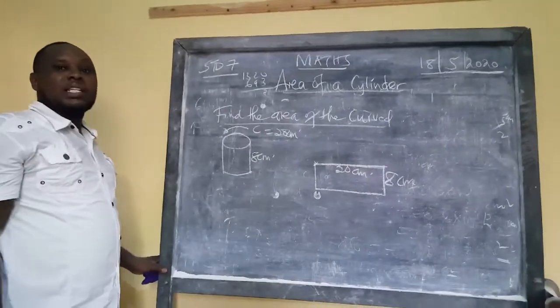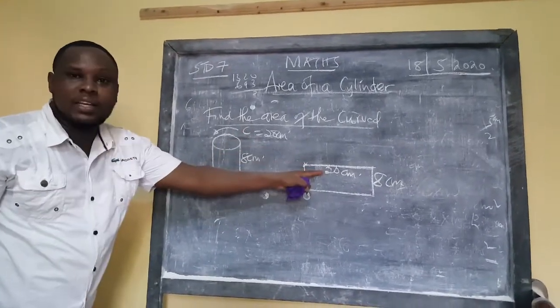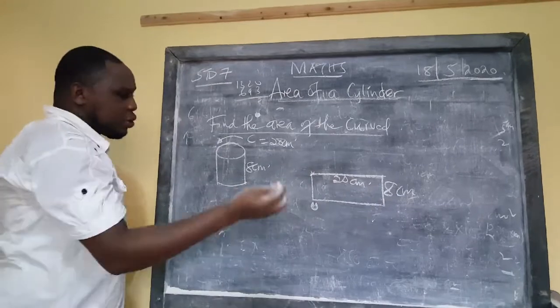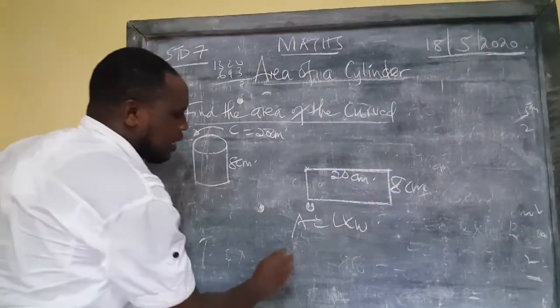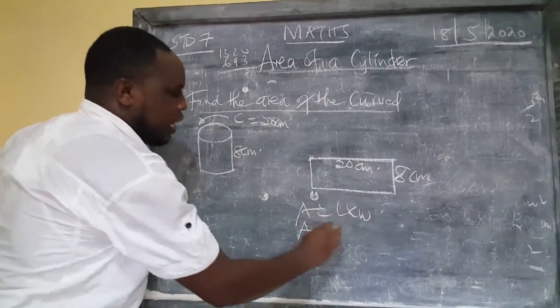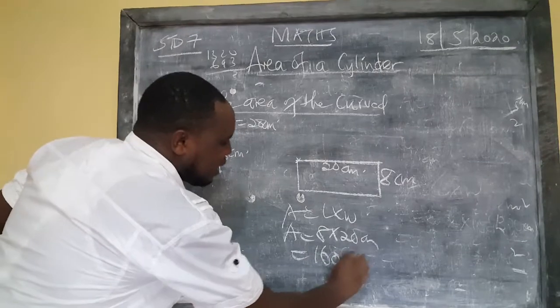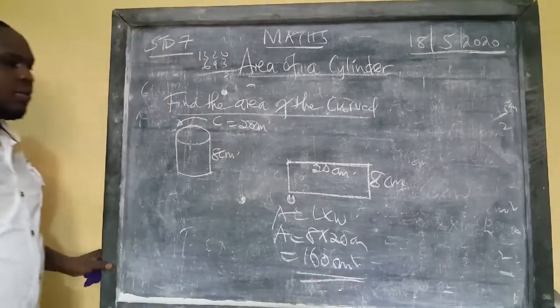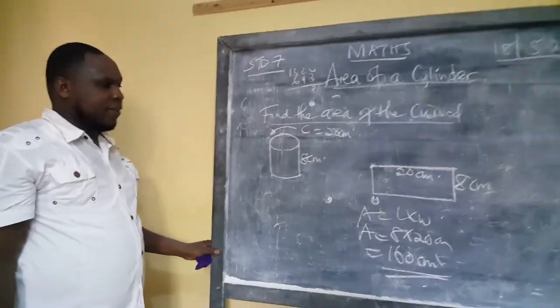So we don't need to calculate the length because we are given the circumference, and circumference is the length. So our question is direct. The area is going to be the length times width. The area will be equal to 8 times 20. That is going to give you 160 centimeters squared. Full stop. That will be our area of the curved surface.